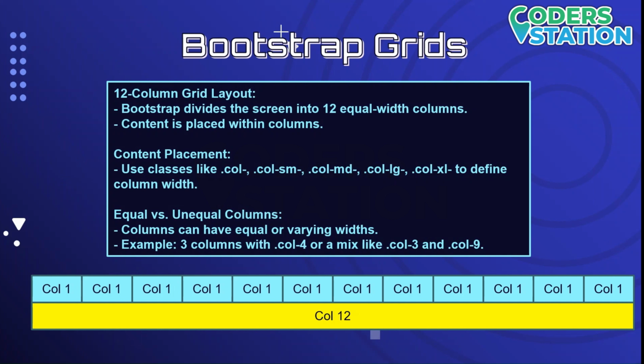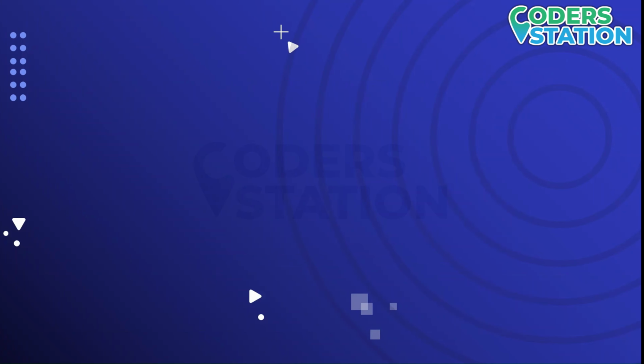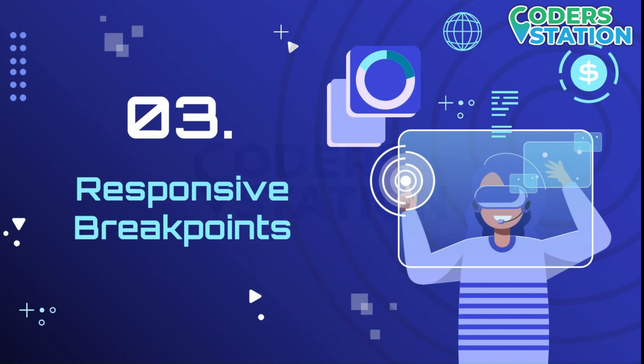So let's say you are designing a portfolio website. On a large desktop screen, you want to display 3 projects side by side. But on a mobile device, you want these projects to stack one on top of the other to make them easier to read. By using Bootstrap's responsive classes, you can achieve this without writing a lot of custom CSS. Now let's move on to responsive breakpoints.